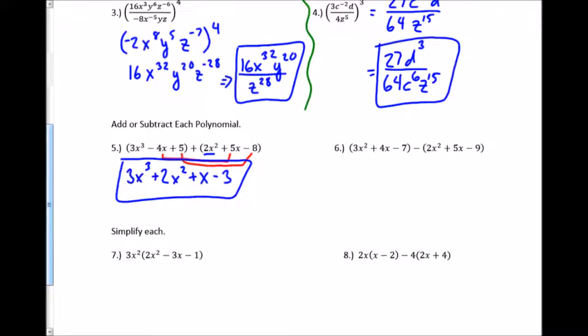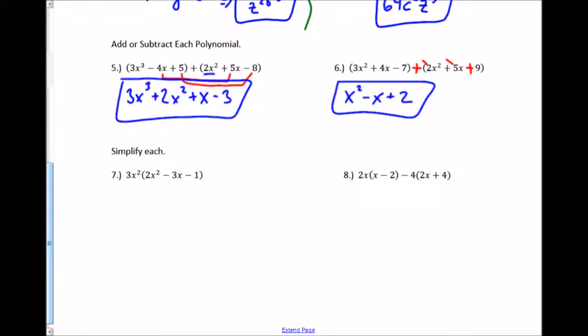When you're subtracting, I would recommend changing this to adding the opposite. And now I'm just once again combining like terms. The 3x squared and the negative 2x squared is an x squared. The 4x and the negative 5x is a negative x. And then the negative 7 and the positive 9 is a positive 2.